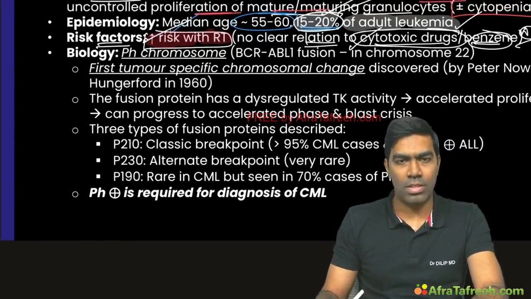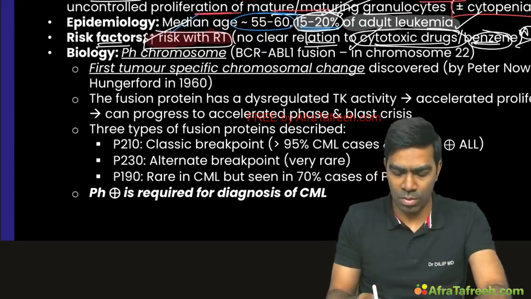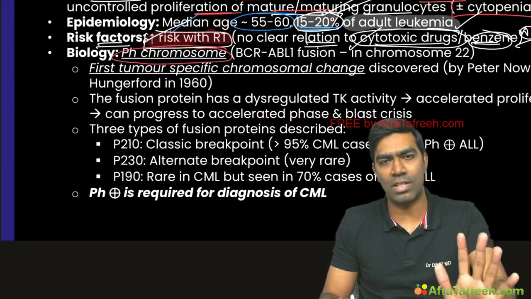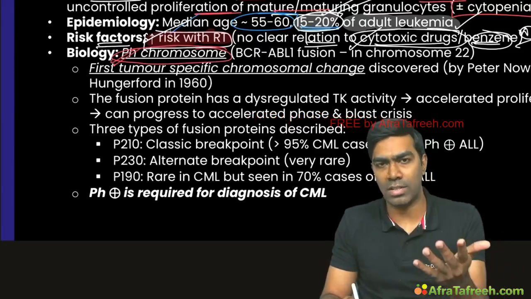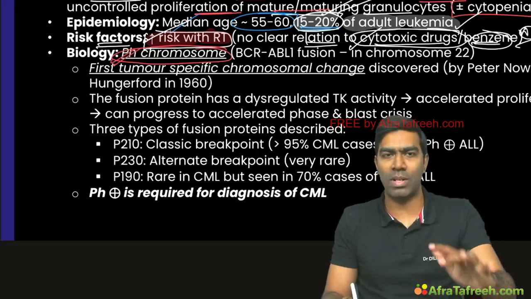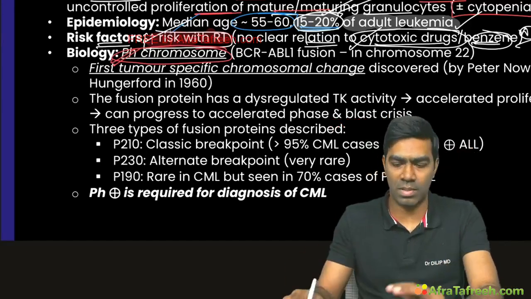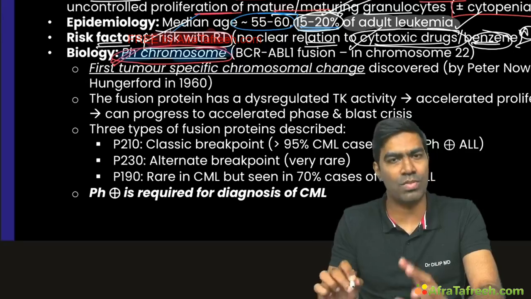Coming to tumor biology. It has a unique tumor biology in the form of something called the Philadelphia chromosome. This is a classic cytogenetic change that you see in CML. In fact, according to the WHO guidelines, you cannot make a diagnosis of CML unless you have the Philadelphia chromosome, which means 100% of cases should have the Philadelphia chromosome if you want to make a diagnosis of CML.